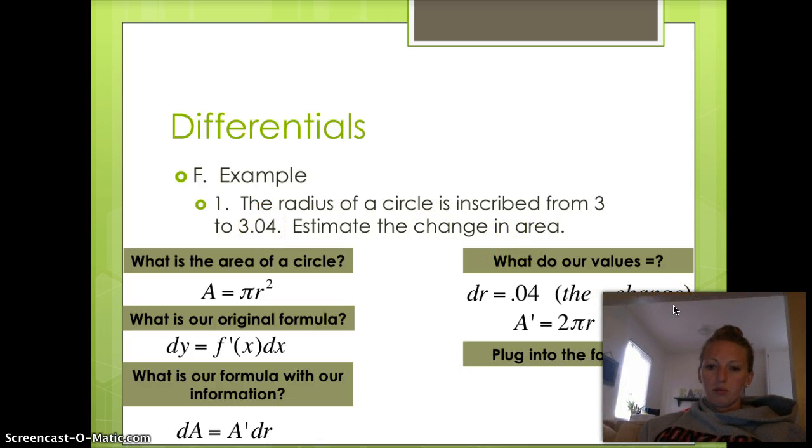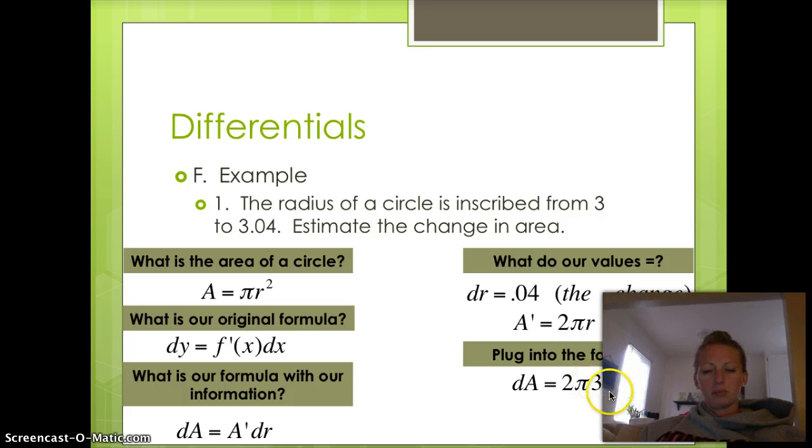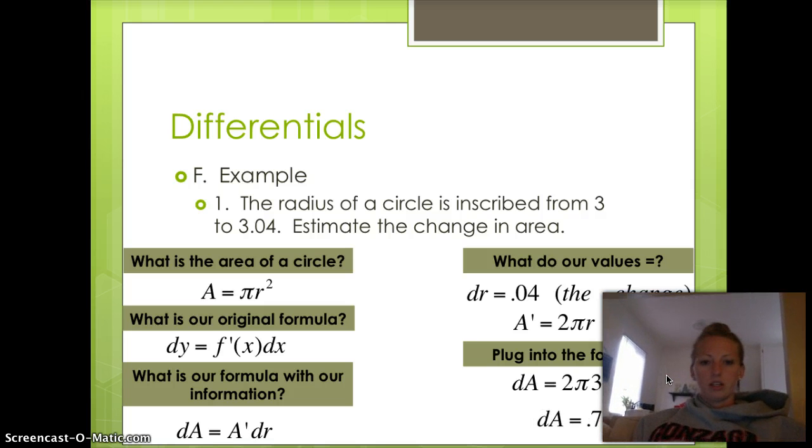Last step, plug into the formula. So I have dA equals 2 pi times 3 times, I should have put parentheses there, times 0.04. And if I work all of that out, I get 0.75. So again, you're just plugging and chugging.